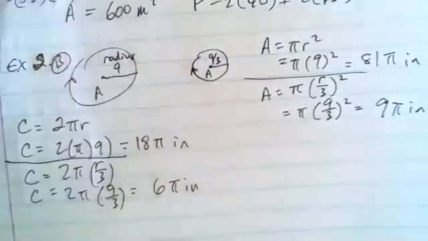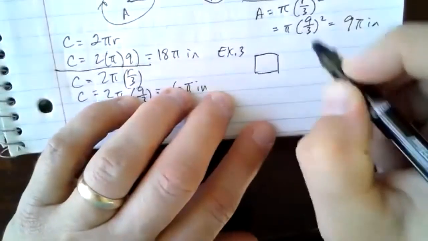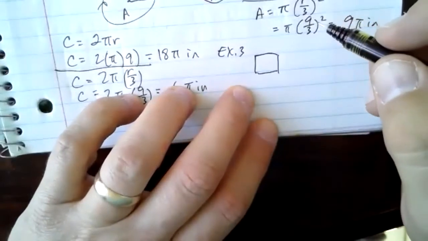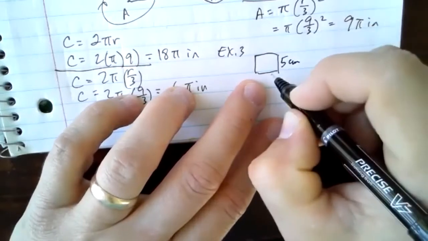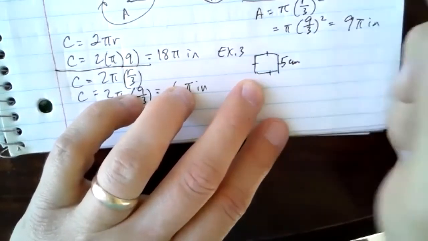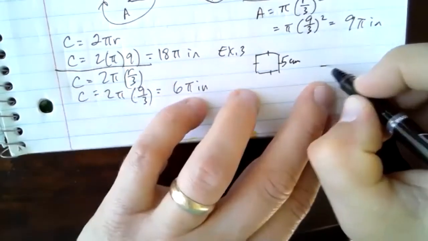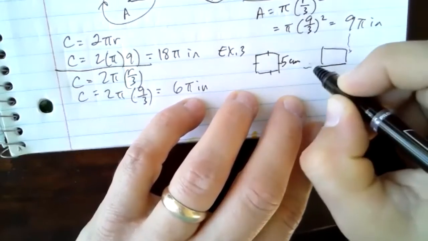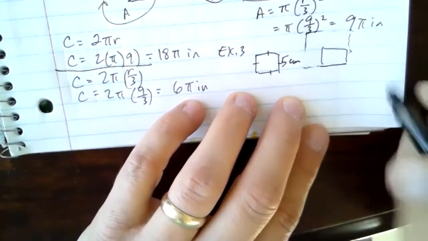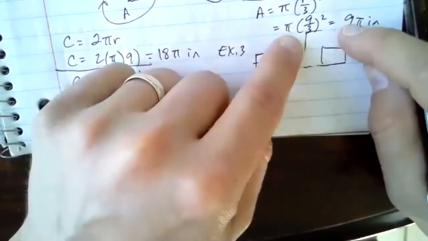So what if we start off with example 3? What if we start off with a square that has a side length of 5 centimeters, and obviously a square is going to have the same length all the way around. So it's 5 centimeters all the way around. What if the area is tripled? In other words, what if I took 3 of these blocks and stacked them? What would happen if I made a larger square, proportionally sized, 3 times the area here?